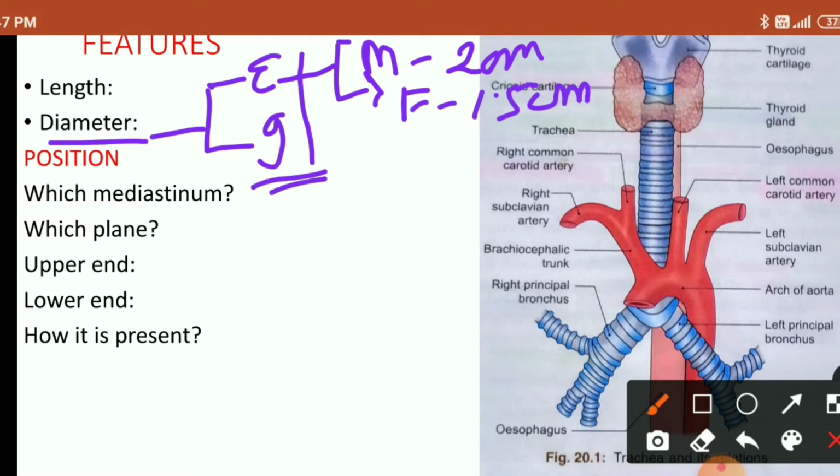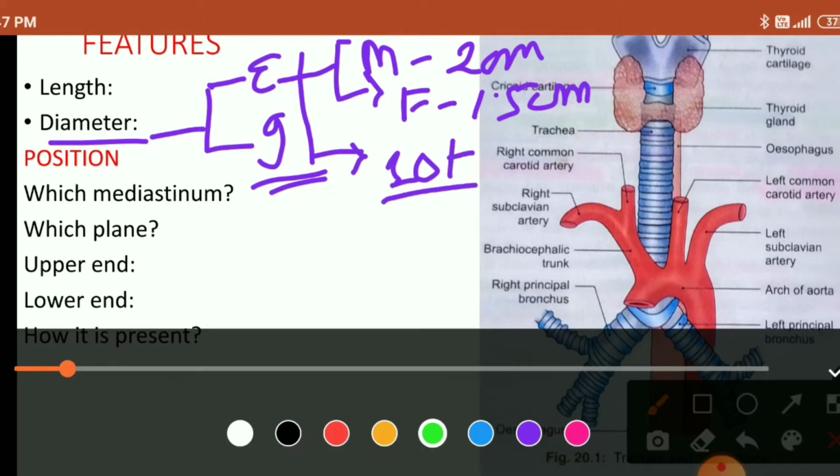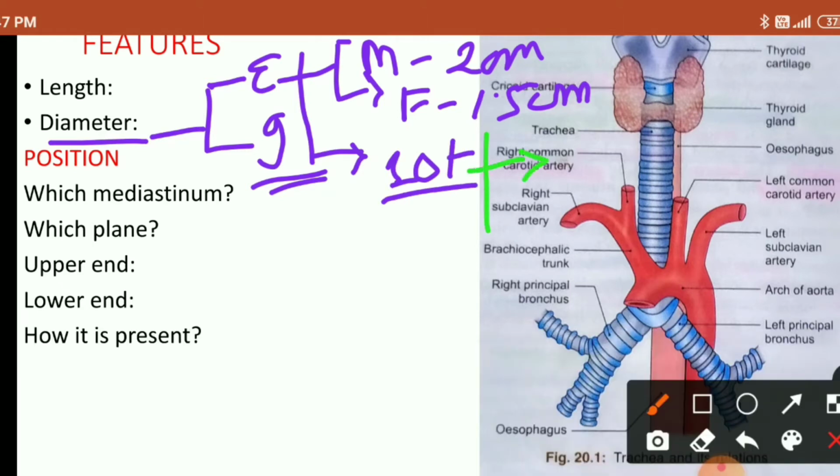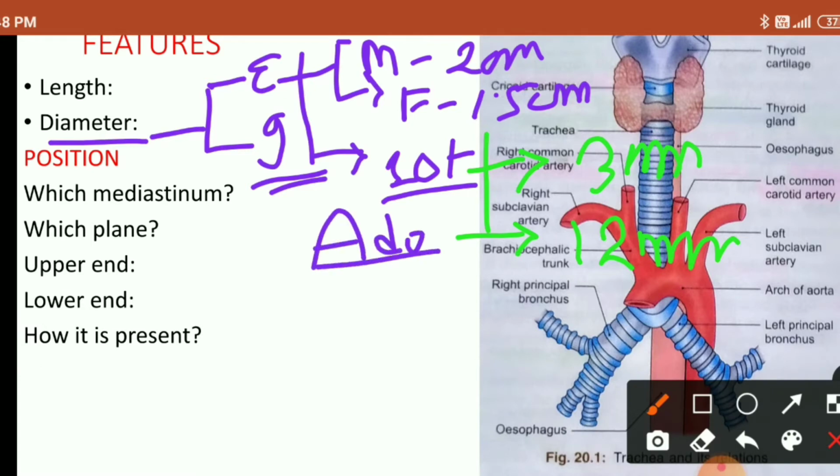On the other hand, the internal diameter or the diameter corresponding to the lumen, it increases from the childhood to the adult. So during the first year of age, it is approximately 3 millimeter. On the other hand, in adolescence, it reaches up to 12 millimeter. And remember that this is the maximum diameter of the lumen achieved in trachea.